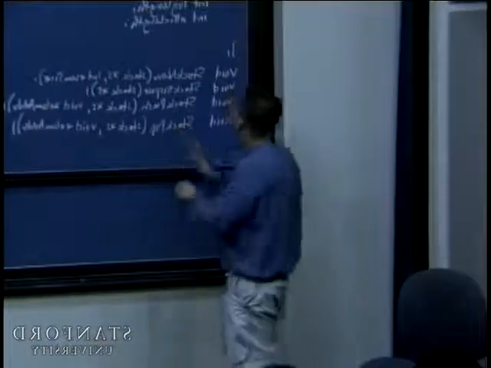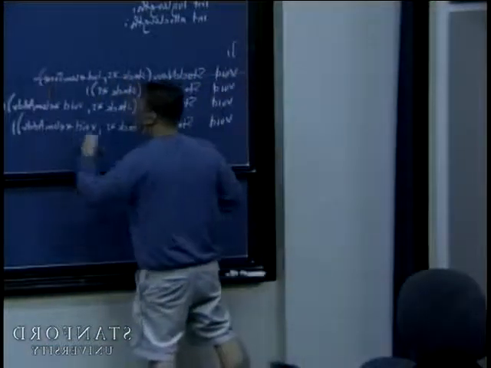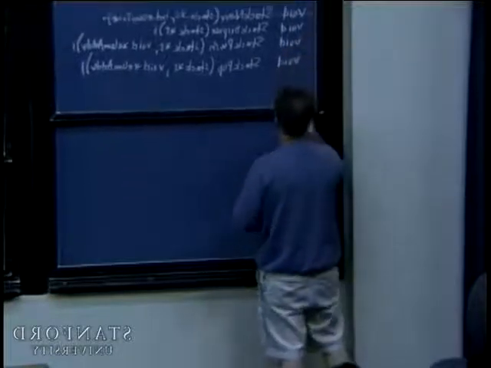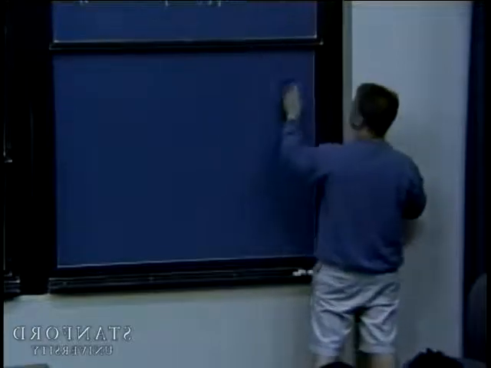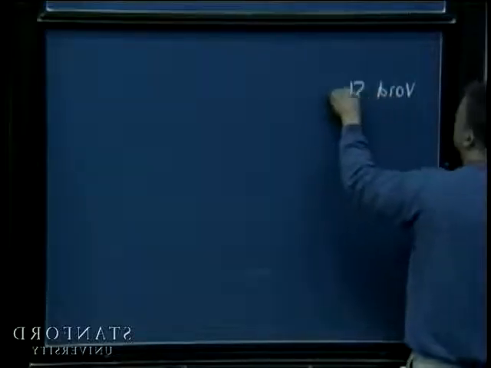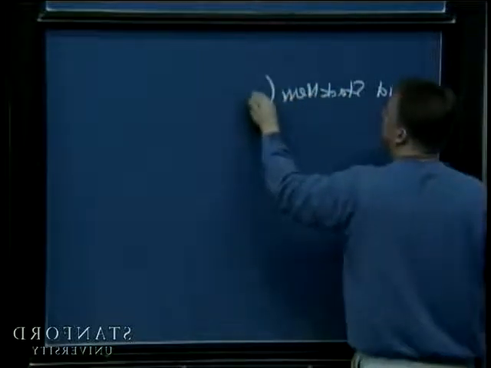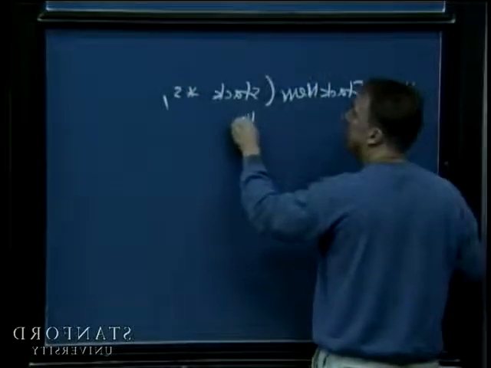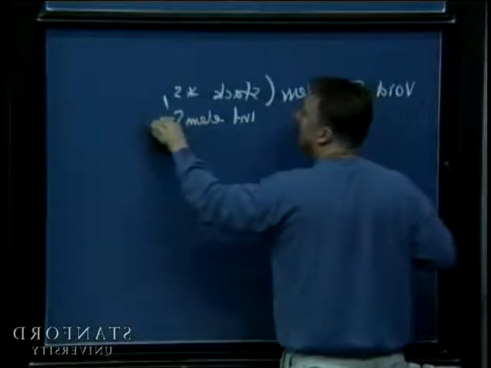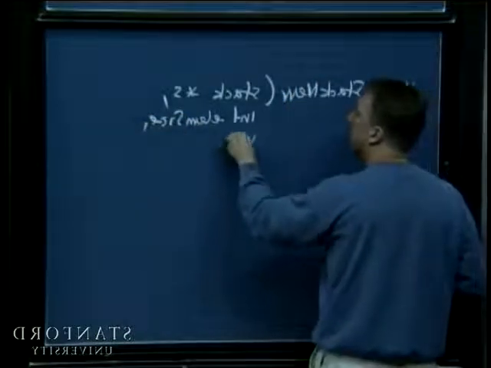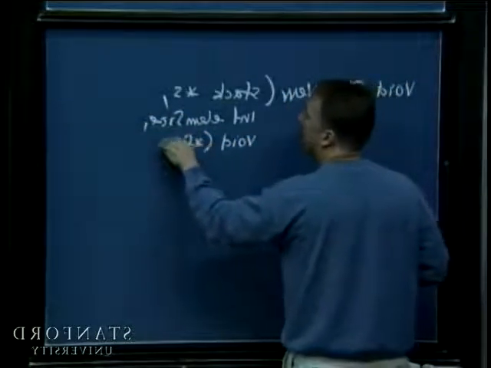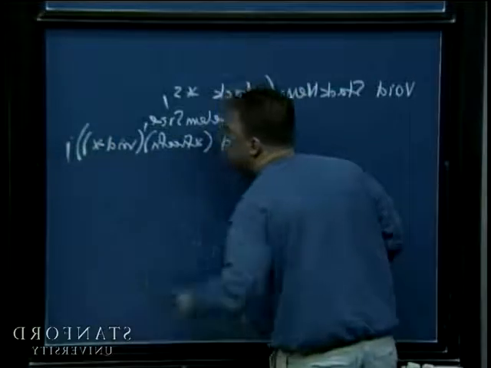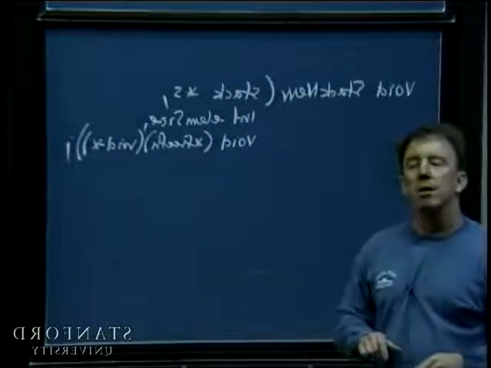So what I want to do here is upgrade this right here to not take 2 arguments, but to take 3 arguments. And this is what it's going to look like. This is the upgraded stack new function. Stack new is going to take an elem size. And it's also going to take this void star free function, which takes a void star and doesn't return anything.